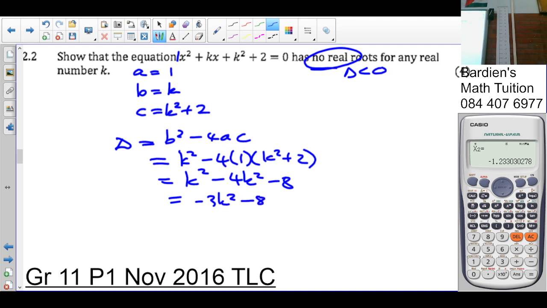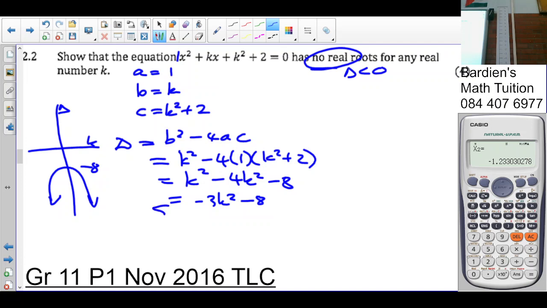So what do we notice here? This graph will have a maximum or minimum value. And it's negative, so it will have a maximum. So if I had to draw this graph, the graph will look something like that. Can you see? This is now your delta, and this is your k axis now. Alright? So what do we notice? We notice that delta will always be negative. Can you see it? Delta will always be negative.